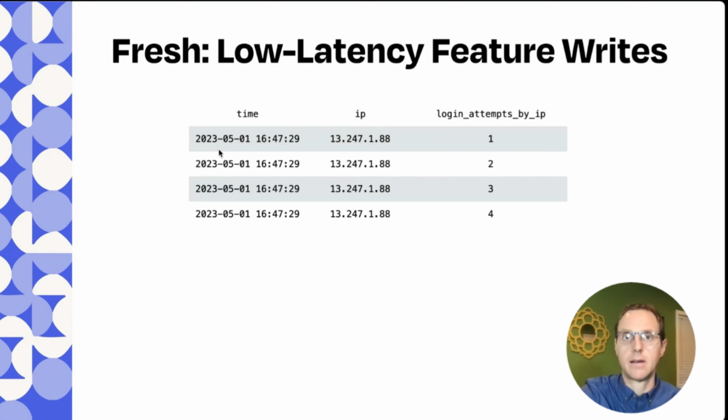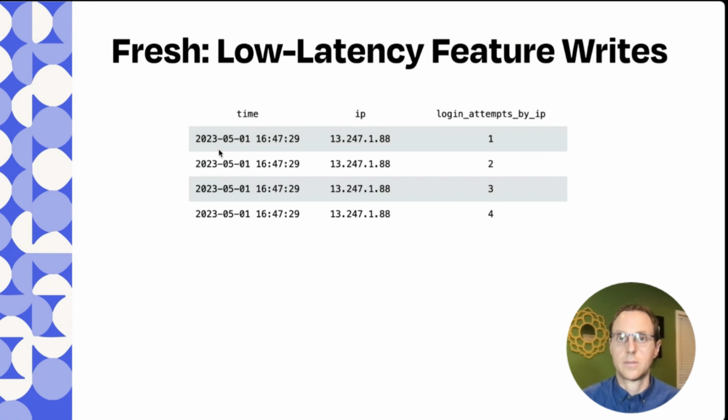All right, so finally, the last and most critical dimension that I want to talk about is freshness, which means how low latency the feature writes are. If you have transactions coming in, like login attempts by a particular IP address, what we mean by freshness is how soon after that failed login occurs are we able to be aware of it and make use of it in logic that's going to decide something about future decisions.